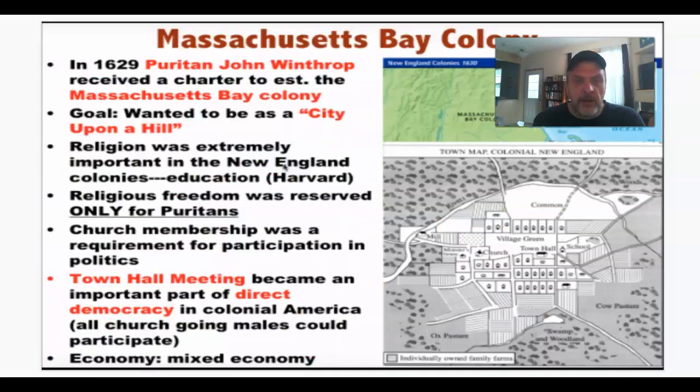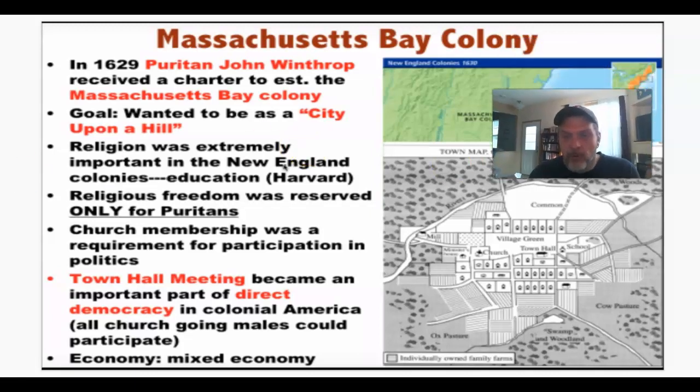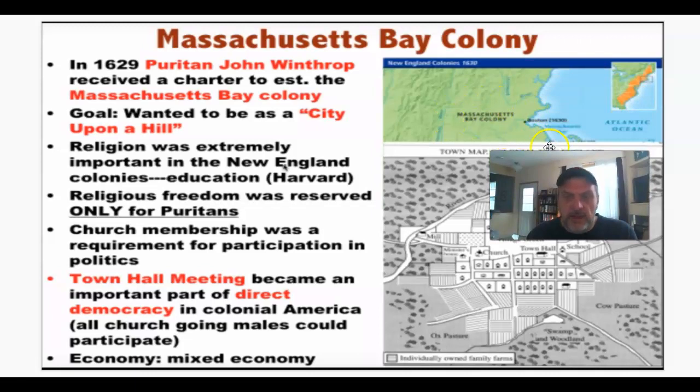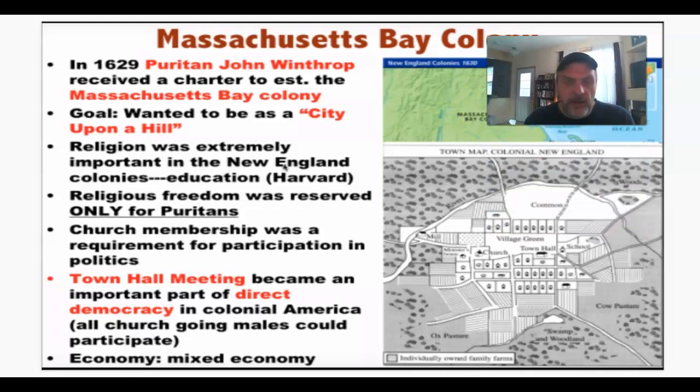Ten years later, a new colony was founded, where in 1629 a guy named John Winthrop, you want to remember who John Winthrop is, was given a charter by the king to establish what was known as the Massachusetts Bay Colony. And you can see that here on the map where Massachusetts Bay Colony is. It was directly north of Plymouth Colony.